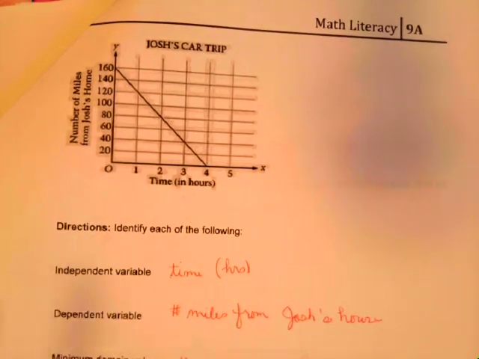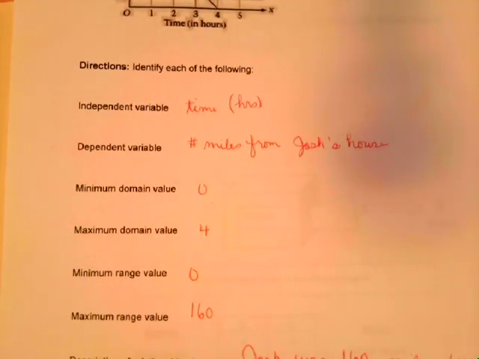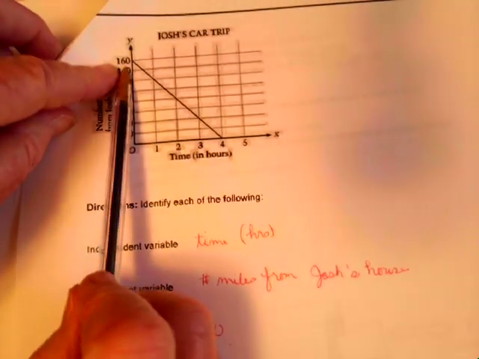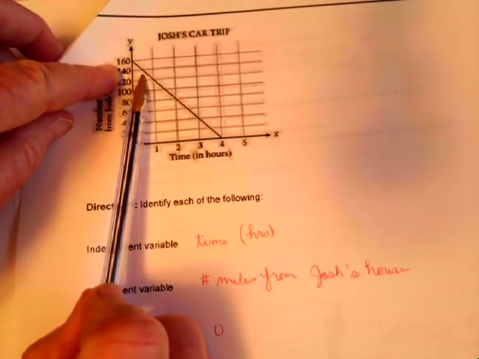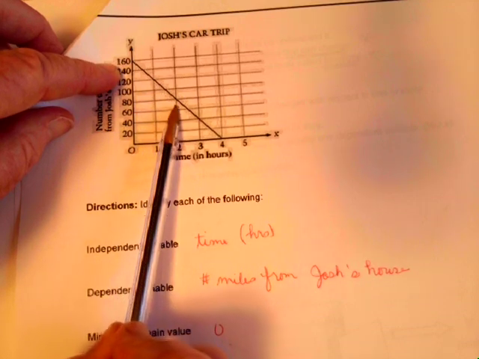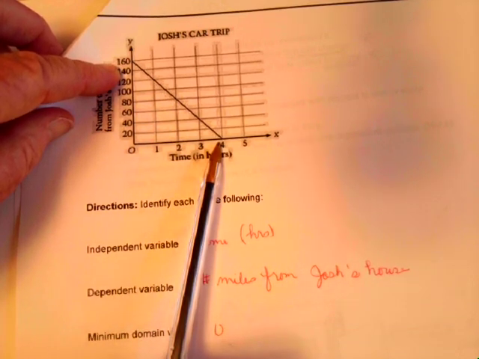Josh was 160 miles from home. It took him 4 hours to get home. This is kind of a weird little graph. He was 160 miles from home. As time went on, he got closer and closer to his house, and here he finally got home.